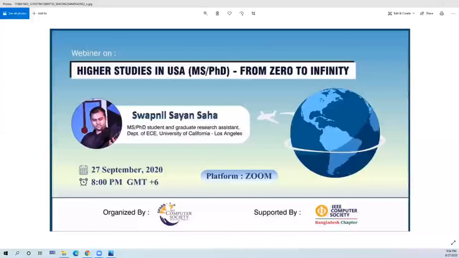Okay. Does study gap matter in MS PhD? Does it make it difficult to gain funding? No, not really. If you are doing a job that's relevant, then it's fine. I mean, study gap doesn't matter much.